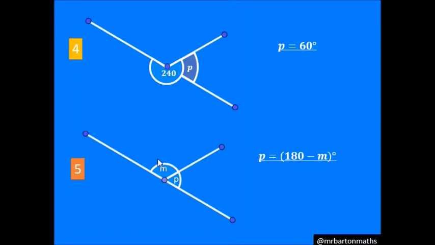And for the final one, which is a bit trickier, we have M plus P equals 180. If I want to know what P is, I then have to subtract M from both sides of my equation. So I get P equals 180, take away M. Now, it's important to note that that does not simplify. Because we have numbers and algebra, they are not like terms, therefore you cannot combine them by adding or subtracting.